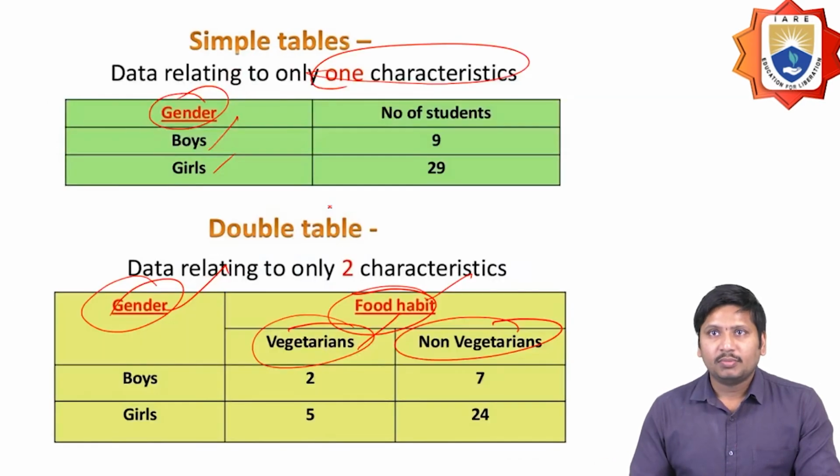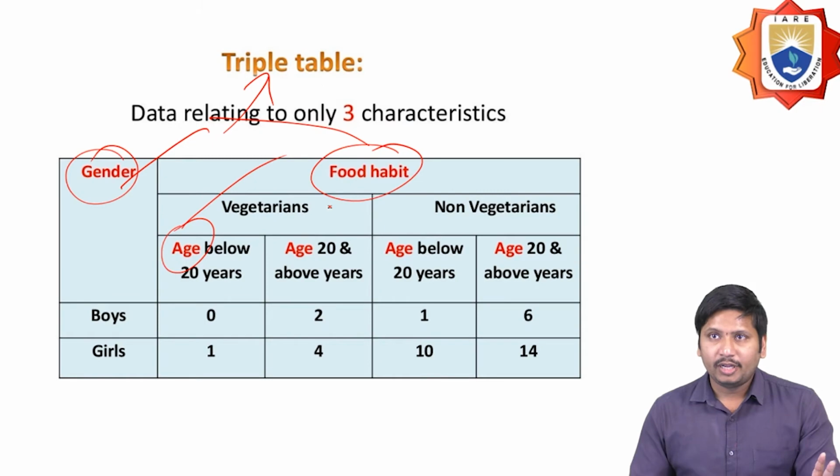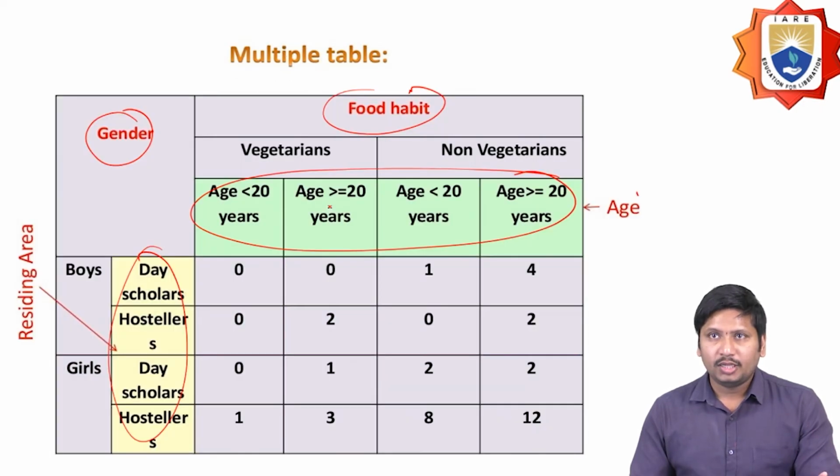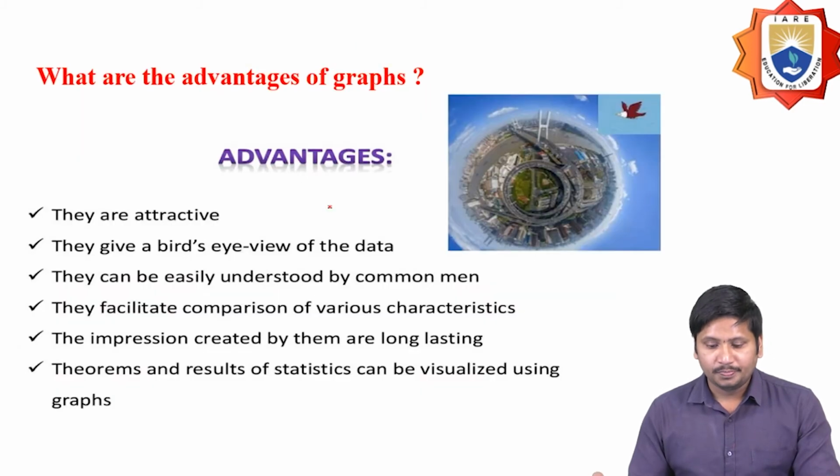So these are some of the different categories of tables. A simple table shows one characteristic, a double table shows two characteristics, a triple table shows three characteristics, and multiple means more than three, which should be considered a multiple table.